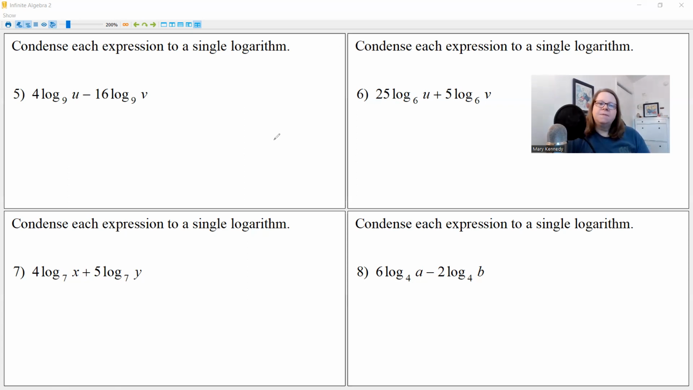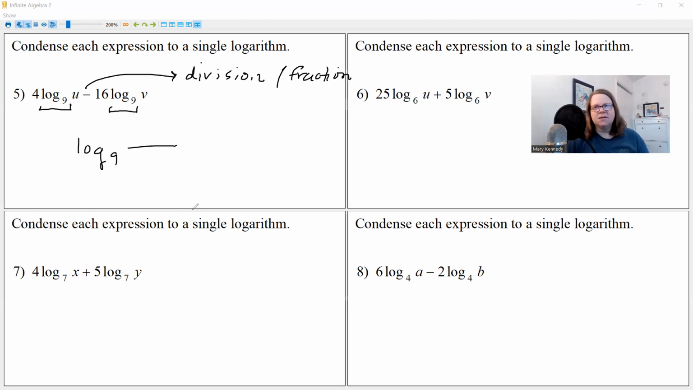So we can start with number 5. When you see subtraction, that means that you're going to have a division or fraction problem. Okay, so this is saying the log base 9, and this is saying the log base 9. They have the same base. So let's write that first.